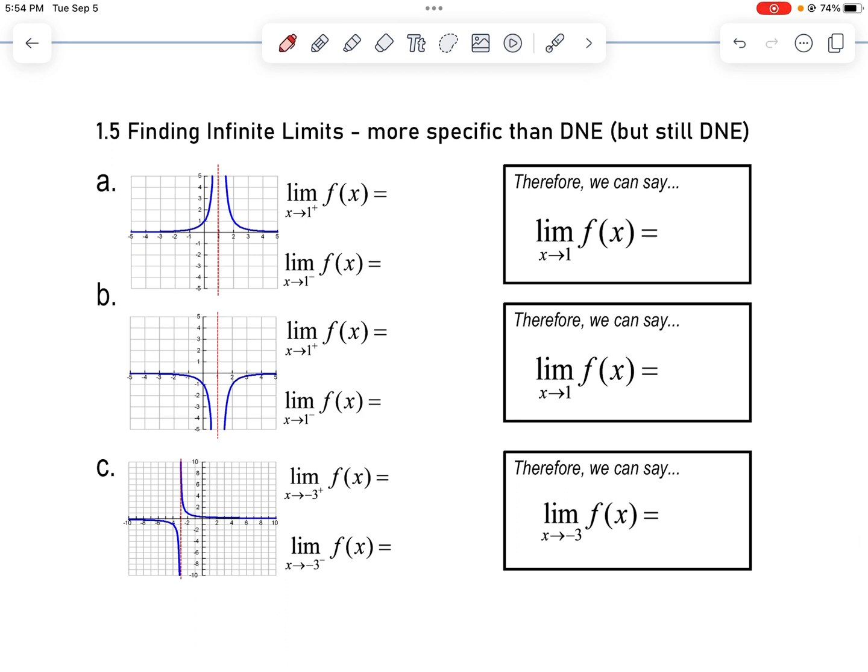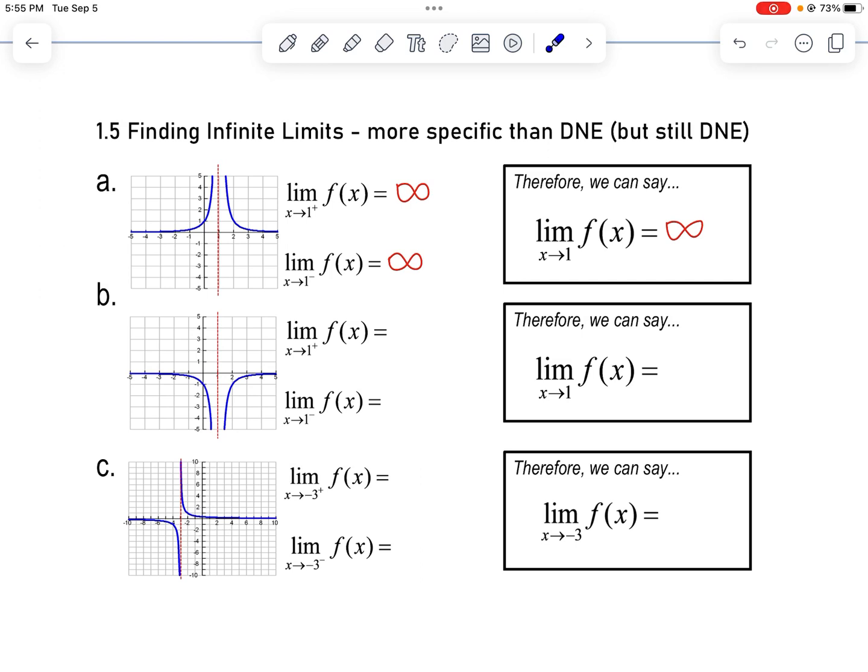So when we're looking at limits, if they are going to infinity or negative infinity, we can say that does not exist. But if we can be more specific, we want to. So if we look at A, the limit as x approaches 1 from the right, this side's going up to positive infinity. From the left, also going to positive infinity. And so we can say that the limit as x approaches 1 goes to positive infinity.